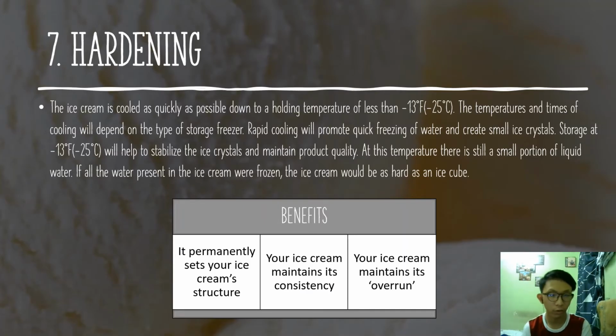During this process, the ice cream is cooled as quickly as possible down to a holding temperature of less than -25 degrees Celsius. The temperatures and times of cooling will depend on the type of storage freezer. Rapid cooling will promote quick freezing of water and quick small ice crystals. Storage at -25 degrees Celsius will help to stabilize the ice crystals and maintain product quality. At this temperature, there is still a small portion of liquid water. If all the water present in the ice cream were frozen, the ice cream would be as hard as an ice cube.